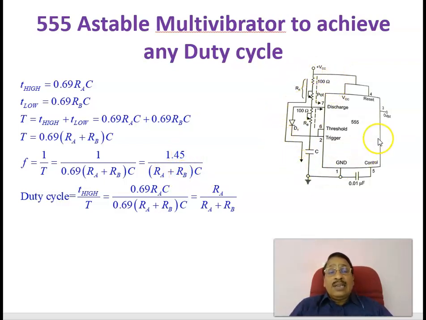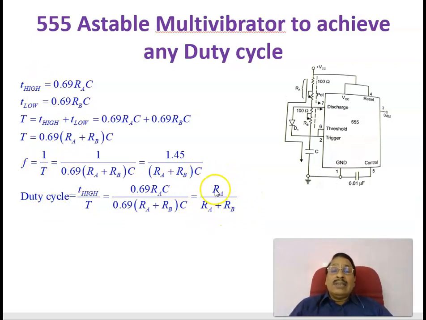Therefore, this is a modification of the astable multivibrator. The only change is that charging is done only through RA. It does not pass through RB. So the equation, which was previously 0.69 (RA + RB) C, is now 0.69 RA C. Similarly, discharging is only through RB, 0.69 RB C. The total time period we calculated, the frequency equals 1.45 divided by (RA + RB) C, and the duty cycle, T high divided by the total time period, equals RA divided by RA plus RB.